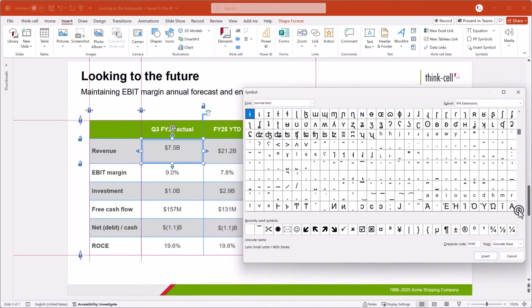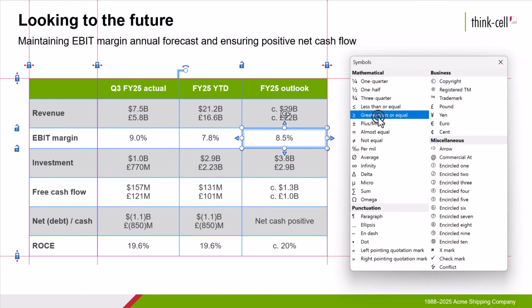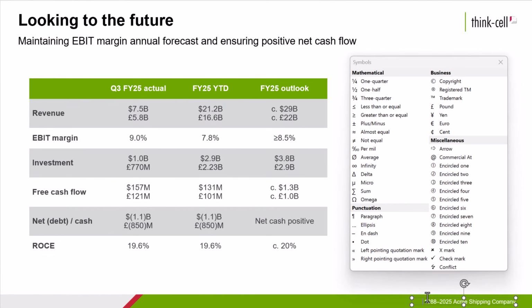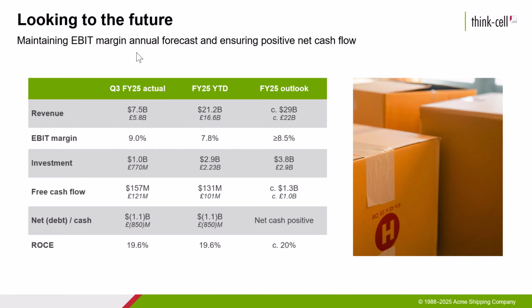Instead of scrolling through countless characters and menu options, use the ThinkCell Symbol tool to quickly find and insert the symbols that you actually need. Here, we want to add a few symbols to complete this slide of financial figures. For example, we want to add conversions of US dollars into British pounds.